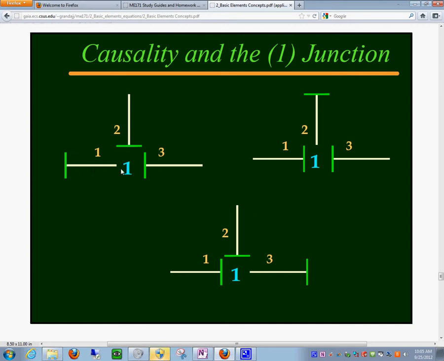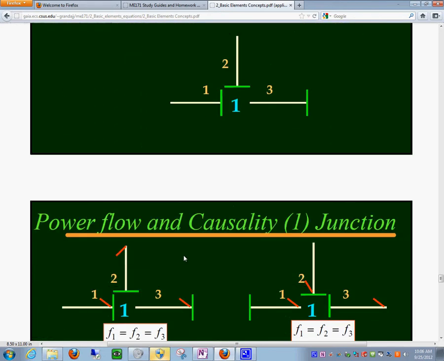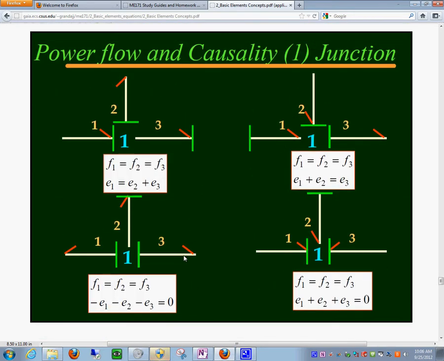If we have one of the bonds that sets the flow input to the 1 junction, all the other flows have to be out. In this case, F1 is the flow input, and only one flow input can be on a 1 junction. Same thing here. F2 is the input, and these are the 2 outputs. Here, F3 is the input, and these are the 2 outputs. Any questions about this? We put now the causal mark plus the power flow together.